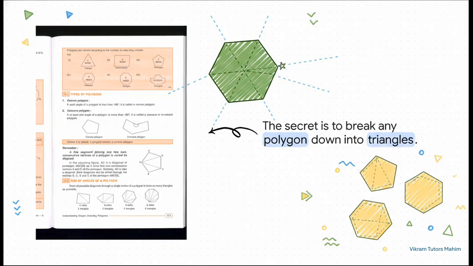And here it is. This is the big secret. You can take basically any polygon, pick one corner, just one, and draw a straight line from it to every other corner. And what happens? Bam! You've just chopped the whole thing up into a bunch of triangles. That's the key right there.